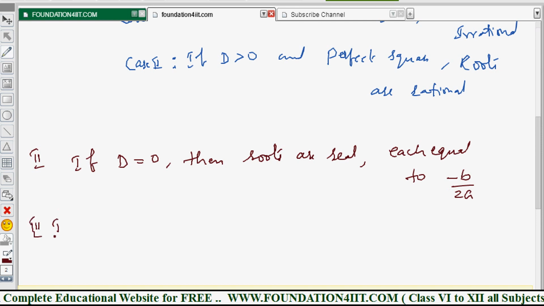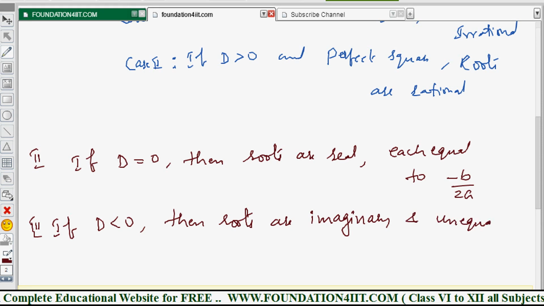And third case, if d is less than 0, meaning if we get under root negative numbers like root minus 2, root minus 3, so they are all imaginary numbers, then roots are unequal as well as imaginary, because under root there should not be any negative number. If it is a negative number, they are imaginary numbers, imaginary and unequal. Two different answers we will get, but the roots are imaginary.